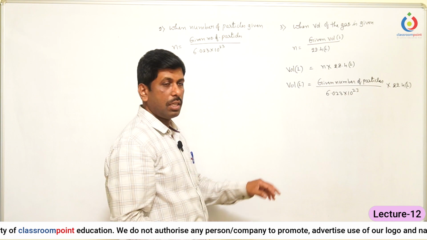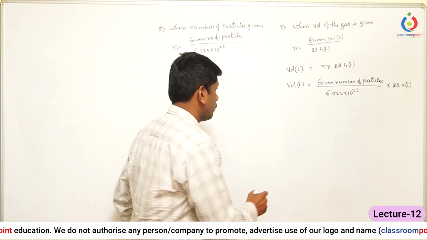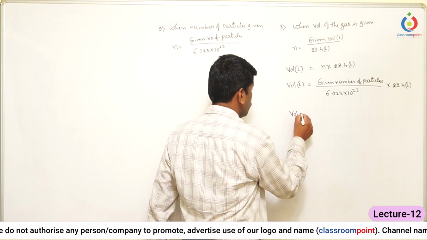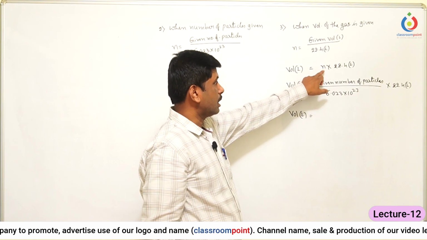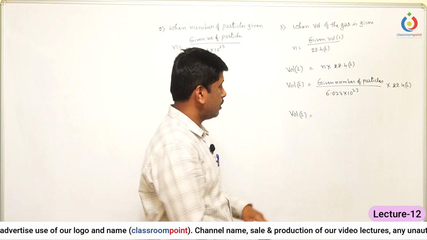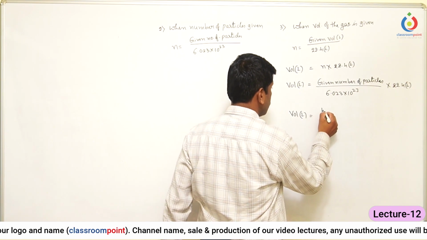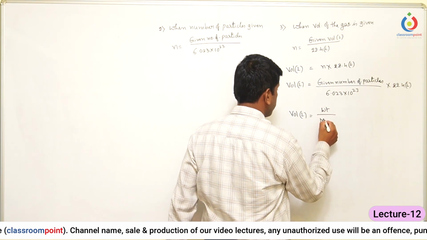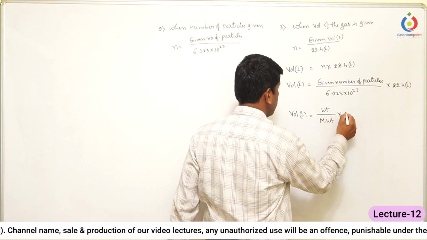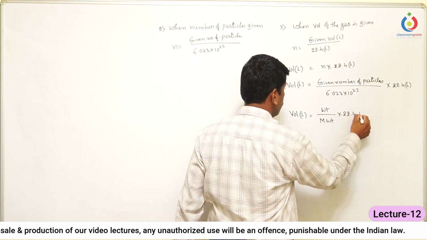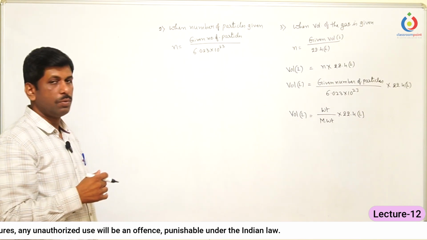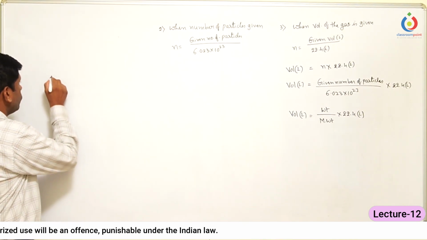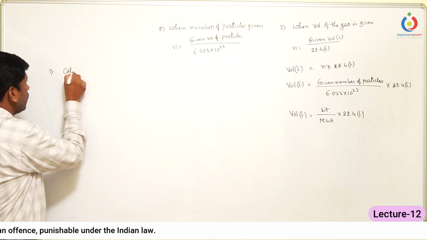So when mass is given, how to calculate the volume? Volume in liters: in the place of n, we can substitute weight by molecular mass. So write down here weight by molecular weight into 22.4 liters. So let us try to solve some simple questions using these 4 formulas.